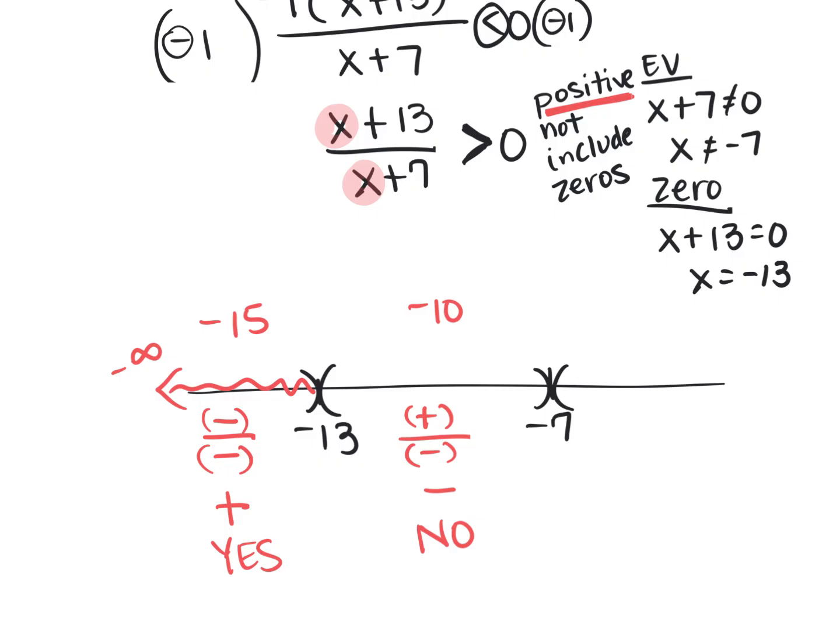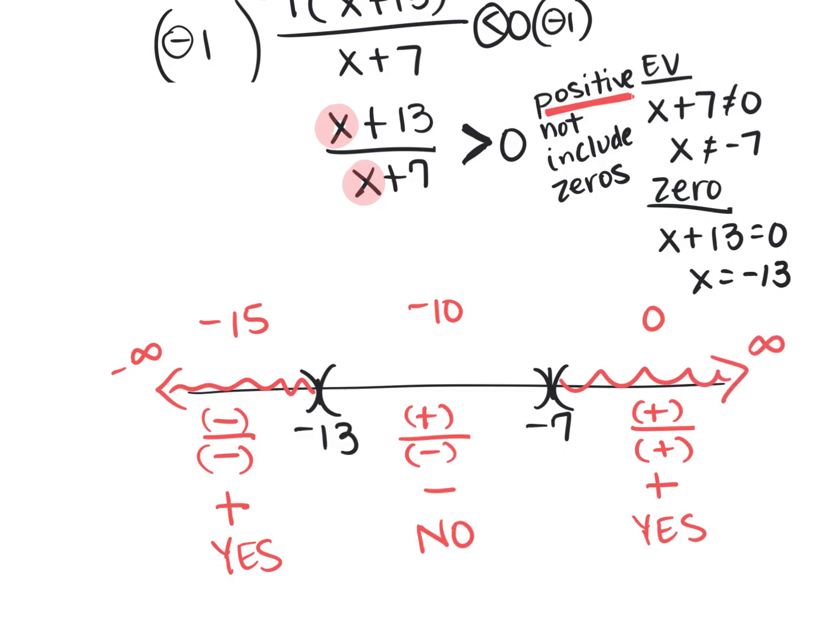And then to the right of negative 7, I'm going to choose 0. 0 plus 13 is positive. 0 plus 7 is also positive. So that whole section is positive, and that is what we're looking for. So this section is included in my solution set.